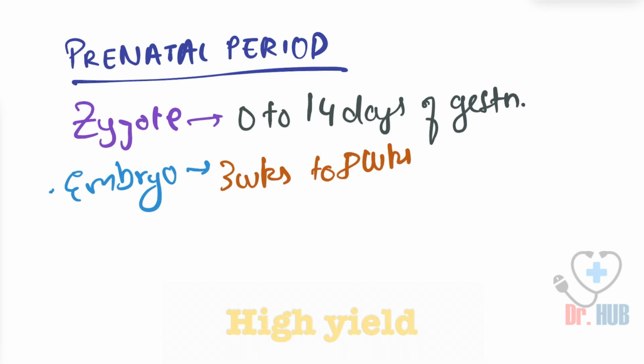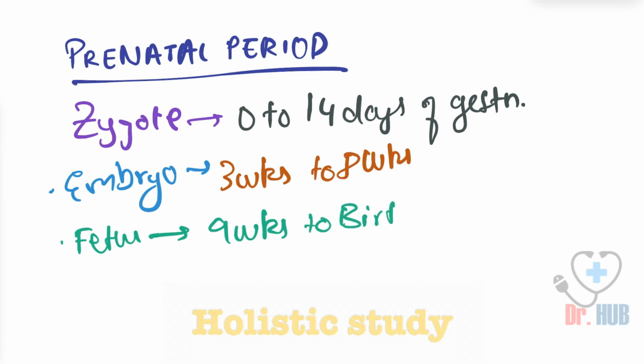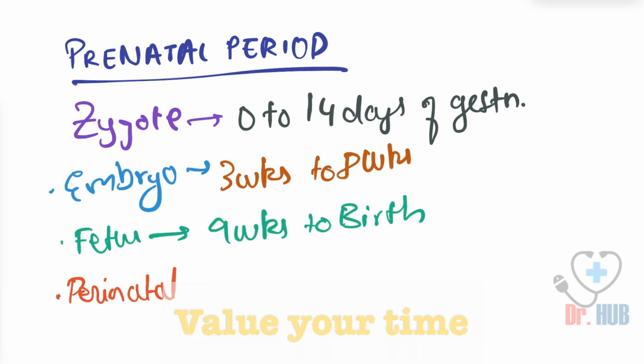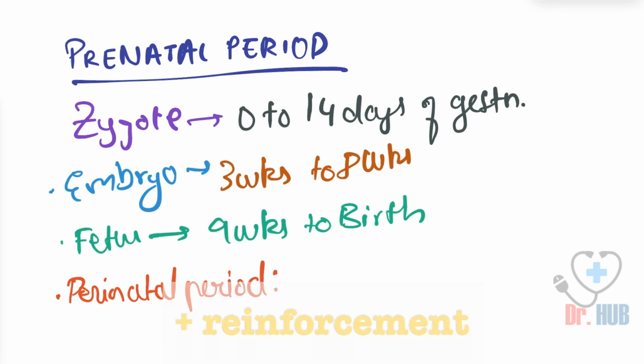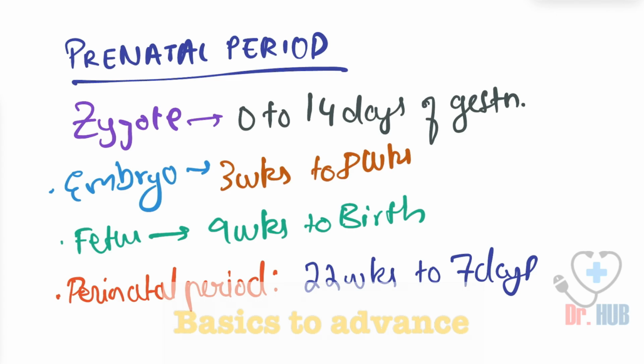After this embryo, we also have the fetus. The fetus is from 9 weeks, and this goes up to the birth. After this, there is also the perinatal period. This perinatal period is from 22 weeks to 7 days, and this is basically after the birth.